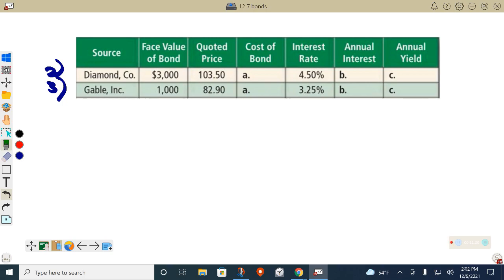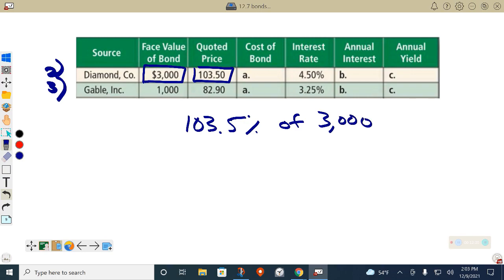Let's do A first. Cost of the bond, $3,000. That's the face value, but the quoted price is 103.5%. The moral of the story right now is that the price is always expressed as a decimal. But people in the bond world know that that decimal means a percent of face value. So I need to find 103.5% of 3,000. That's going to be the cost of this bond. So watch this, 103.5% of 3 grand.